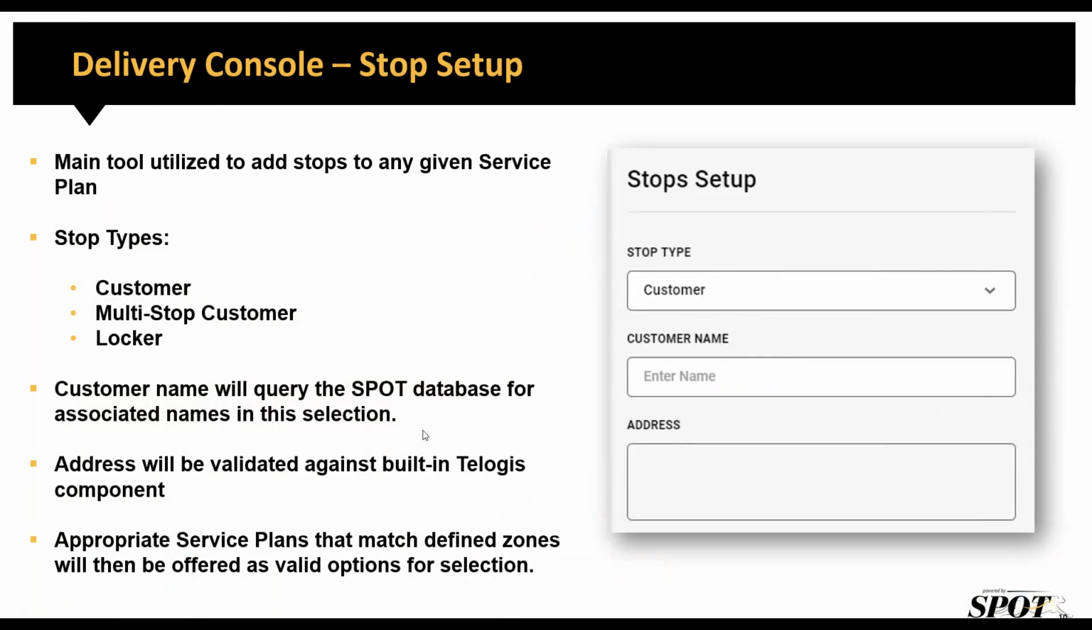So stop setup is the next feature, and this one is way easy to understand. Basically, it's just a tool that you can utilize to add new stops to your service plans. You can toggle between customer, multi-stop customer, or locker stops. And if you select customer and enter the name here, it's going to search for a customer with that name and a valid account in Spot and pull that up.